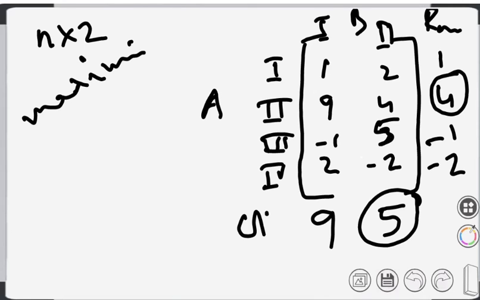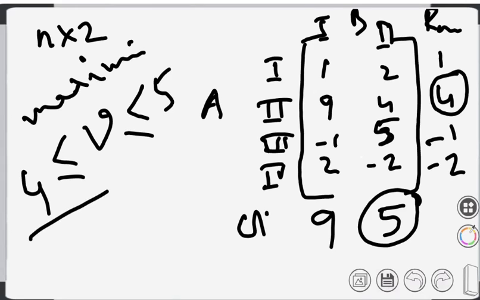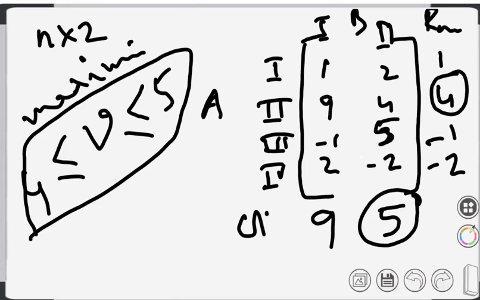That means these two values are different, so there is no saddle point. But one thing we can be sure of is that the value of the game lies between 4 and 5. This game has no saddle point, but it has a mixed strategy, and the value of the game lies between 4 and 5.